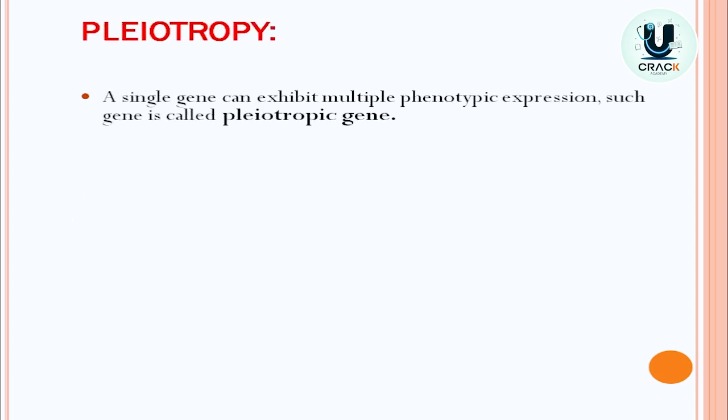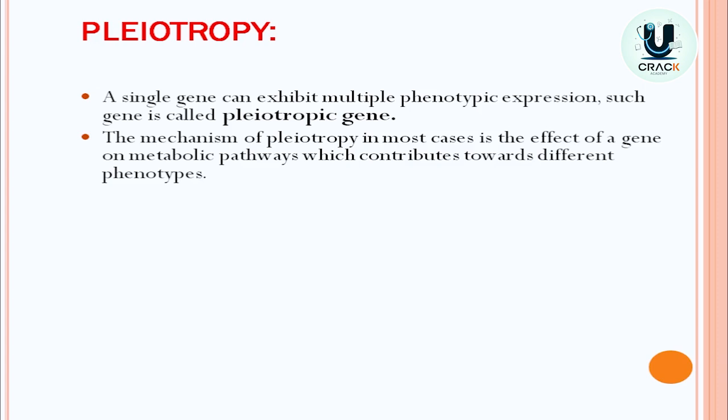Pleiotropy. A single gene can exhibit multiple phenotypic expressions. Such a gene is called a pleiotropic gene. The mechanism of pleiotropy in most cases is the effect of the gene on a metabolic pathway which contributes towards the different phenotypes.